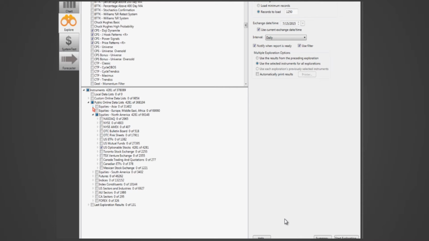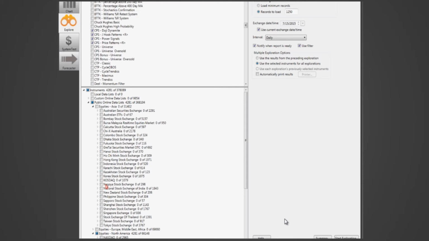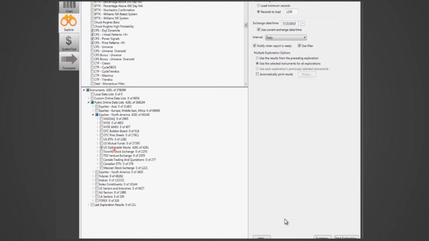You just come in here to Equities Asia, and let's say you were looking for the Singapore exchange. You just click on Singapore here, and it'll run it just the same way that we ran it against the North American. You can select, of course, multiple markets. What I always do is the optionable stocks because I like to trade options myself. But you do have the ability to choose ETFs or pink sheets or NYSE MX. And it's incredibly easy to do.